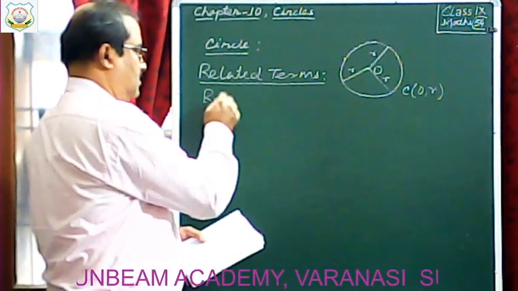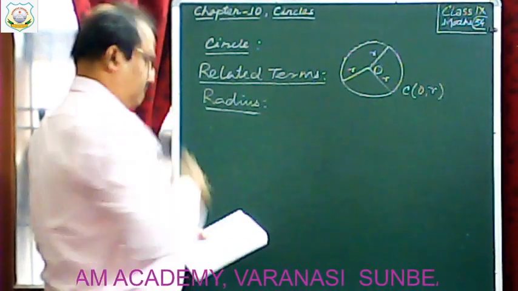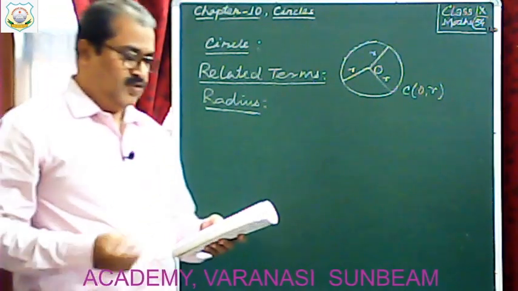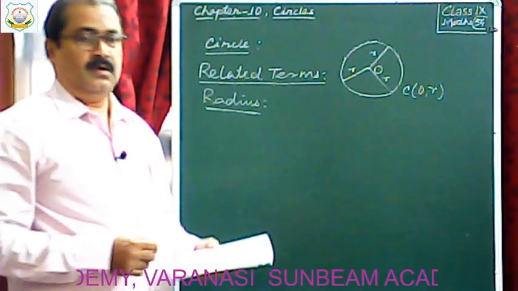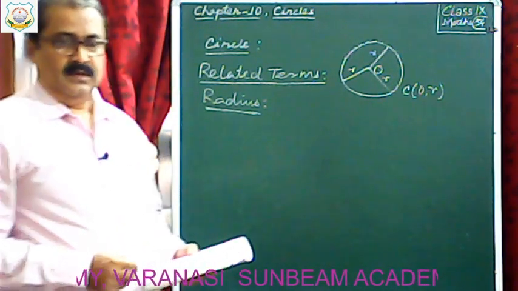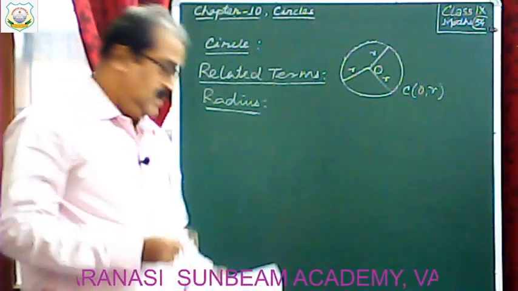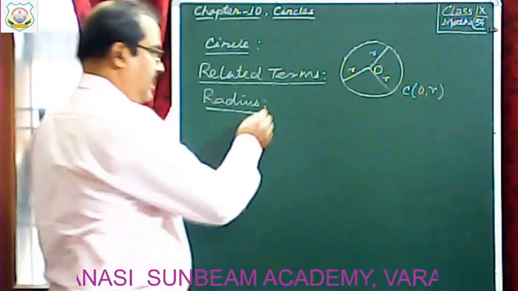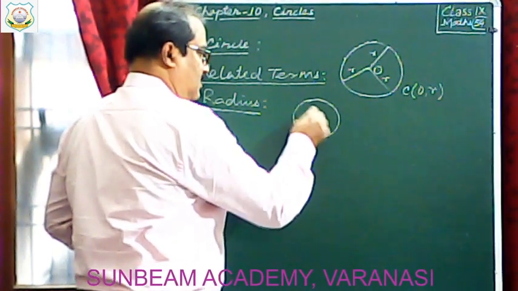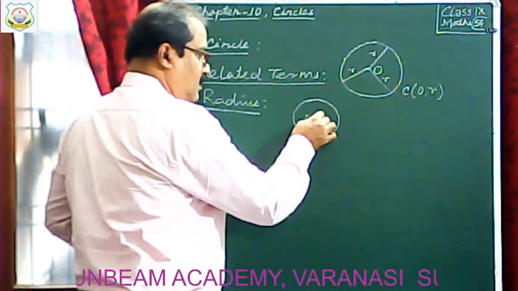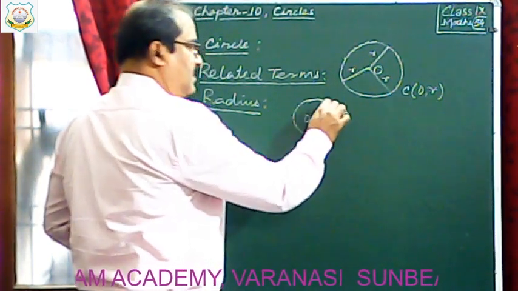Radius. A line segment joining the center and a point on the circle is called its radius. Okay? A line segment joining the center and a point on the circle is known as radius. In a circle, you join a line from the center to a point on the circle, known as radius.